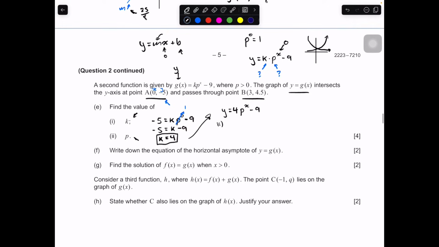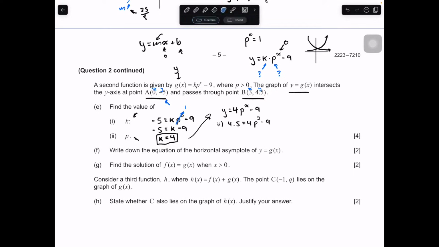Might need that space later, so let's just substitute. So here we have another xy value, or xy coordinate point. Let's substitute 4.5 equals 4 times p to the x, minus 9. We don't know p. X is equal to 3.